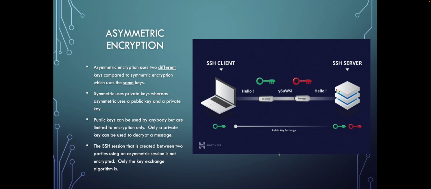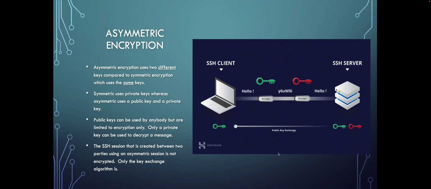So in short, asymmetric encryption is not used to encrypt the entire SSH session. That's important because symmetric encryption does. Instead, asymmetric encryption is used only during the key exchange algorithm. So before initiating a secure connection, both of the parties, the client and the server or client and client, generate temporary public key pairs and share their respective public keys to produce that shared secret key.